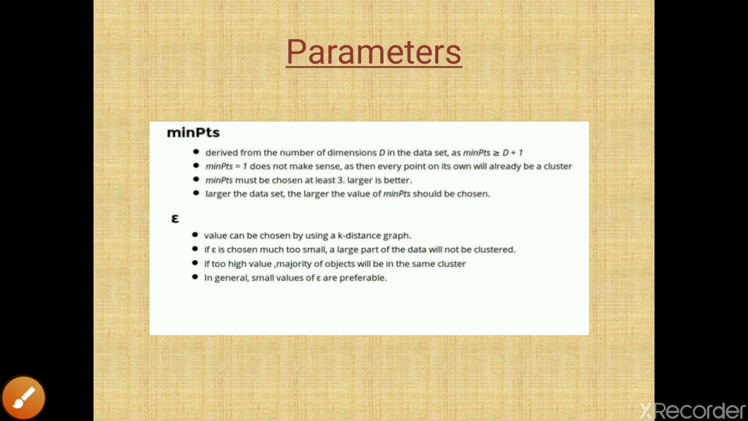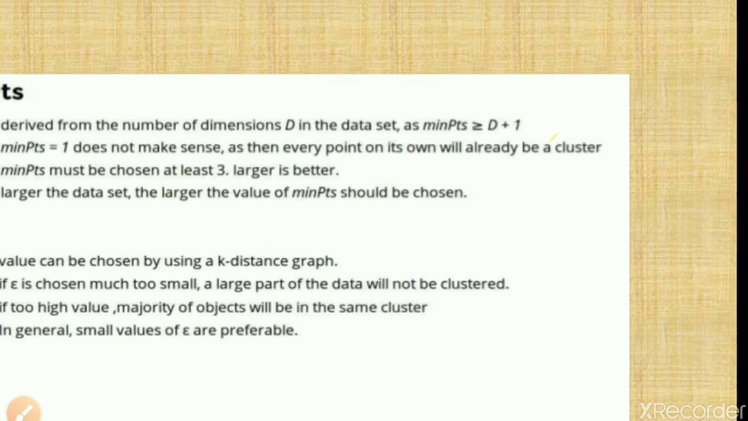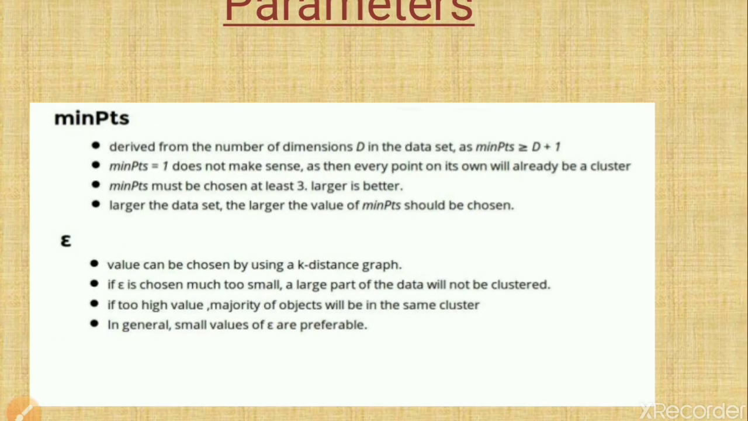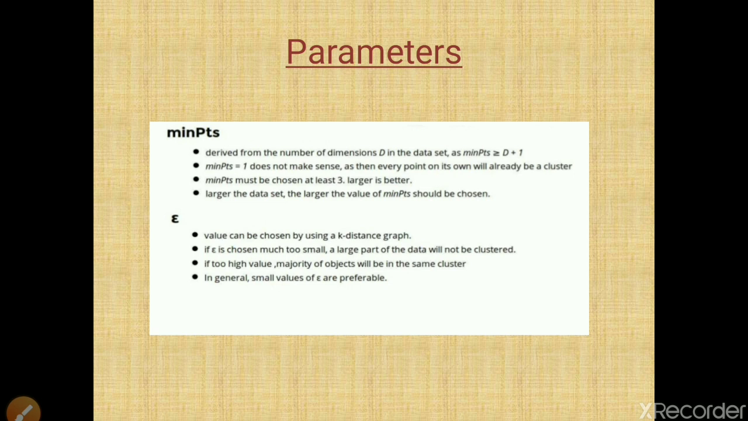Okay, now we will see some criteria in choosing minimum points. Minimum points are derived from the number of dimensions. Minimum points will always be greater than or equal to d plus 1. If minimum points is equal to 1, that doesn't make any sense, because if you are considering a single point, that point will always be there in that cluster. So minimum points should not be 1. Minimum points must be chosen at least larger than 3. More than the value 3 is always chosen as the minimum points value.